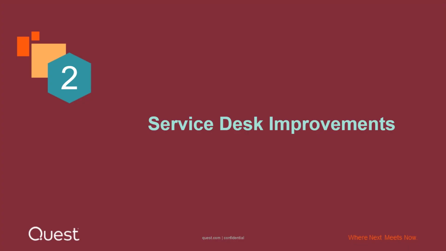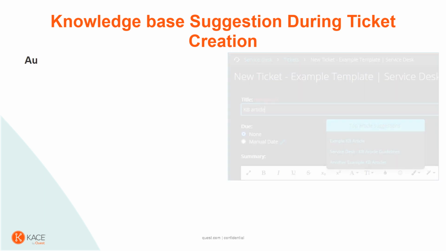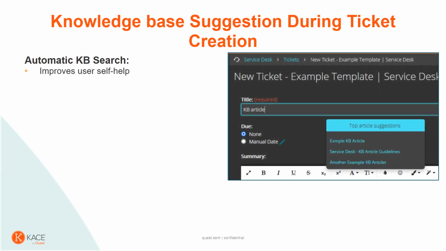Now, let's look at improvements to the service desk. As users create a new ticket, KB articles can be searched to possibly help them resolve their issue without needing to submit the ticket they started. Within a couple of seconds of typing in the title field, the search will begin.